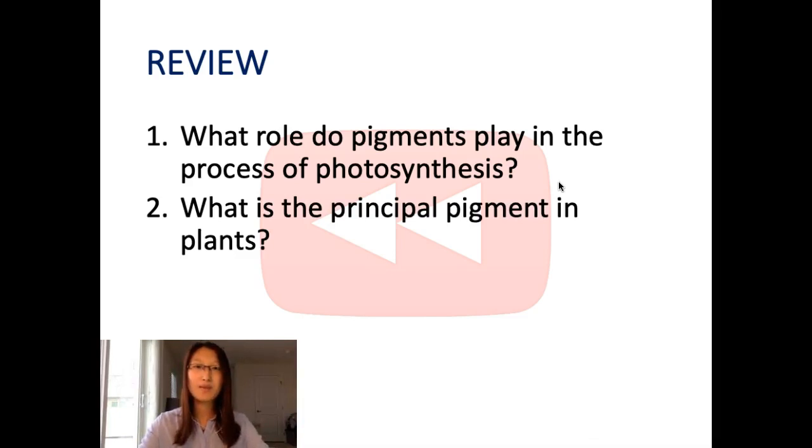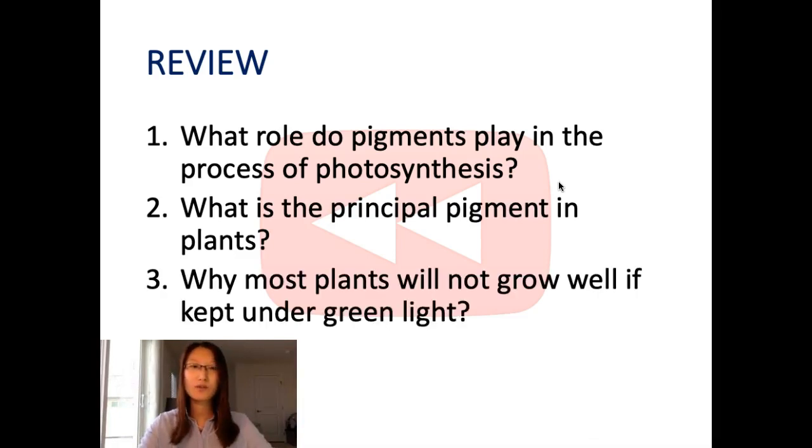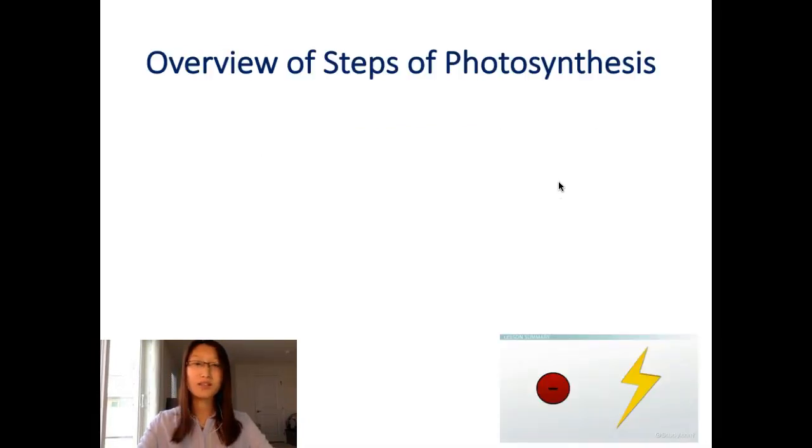What is the principal pigment in plants? That is chlorophyll. Why will most plants not grow well if kept under green light? Because plants absorb all the light other than green-yellow light. So if a plant is under green light, then the plant is reflecting all of the energy instead of absorbing energy, so then photosynthesis cannot happen.